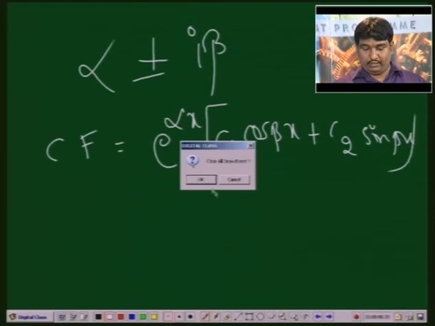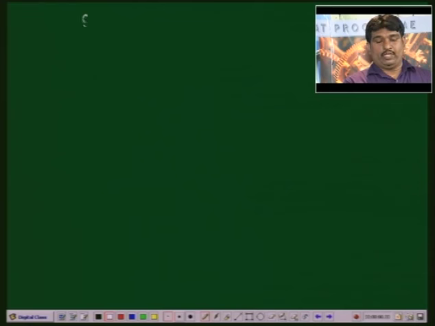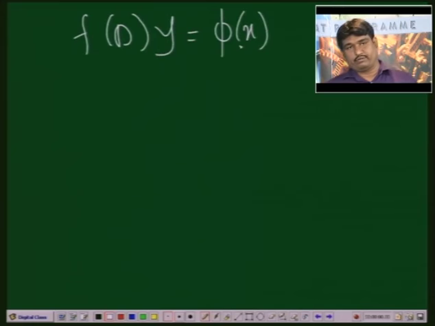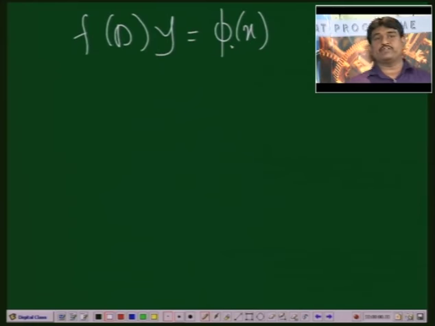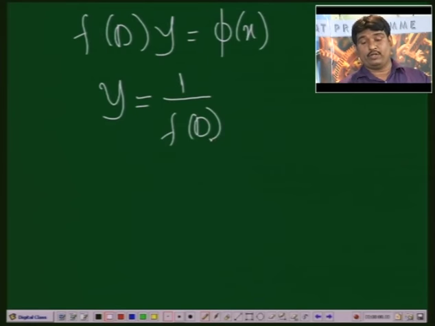I will quickly talk about particular integrals. f of D of y equals to phi of x is the given differential equation. I am talking about linear differential equations with constant coefficients. Now, particular solution means the value of y which satisfies this differential equation, which is y equals to 1 over f of D operated on phi of x.